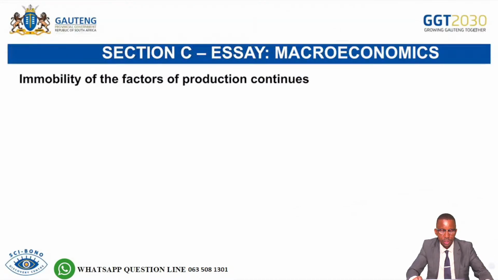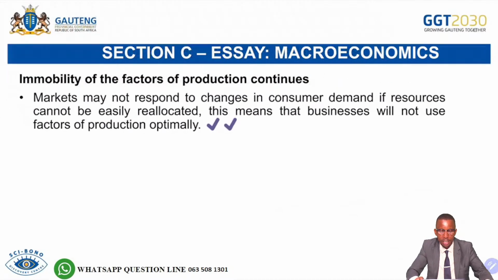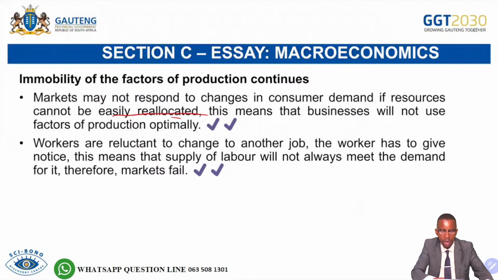We continue with immobility. Markets may not respond to changes in consumer demand if resources cannot easily be reallocated. This means that businesses will not use factors of production at the optimal level or maximum. Workers are reluctant to change to another job. The worker has to give notice. This means that the supply of labor will not always meet the demand for labor. Therefore, markets will fail.